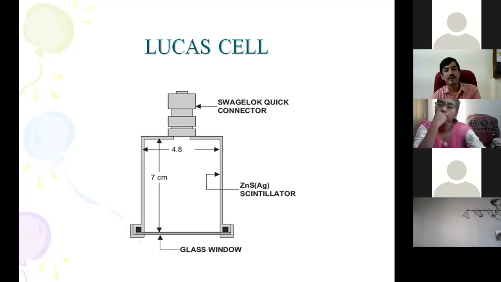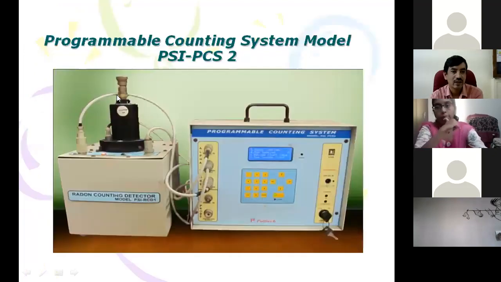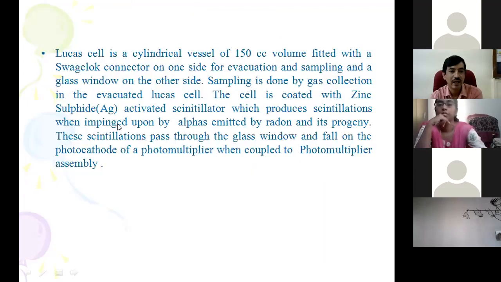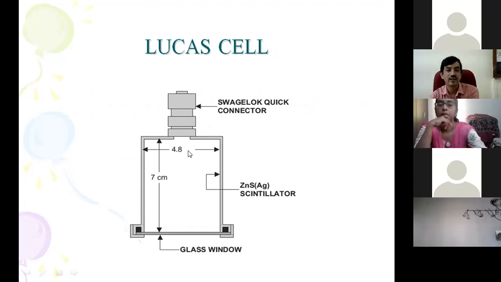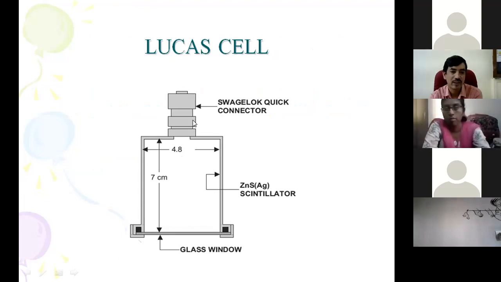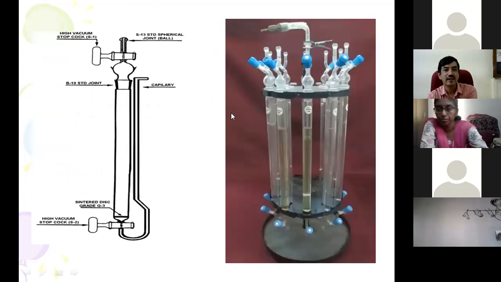Therefore, for alpha particle detection through scintillation method, we will use zinc sulfide as a scintillating material. Zinc sulfide activated with silver. This is coated in the powder form to the inner walls of the Lucas cell. This is the Lucas cell. Outer surface is painted with black color. The inner side is coated with zinc sulfide. This Lucas cell is evacuated before sampling. We will evacuate the Lucas cell, and this is connected to the bubbler. Here I will connect the Lucas cell.